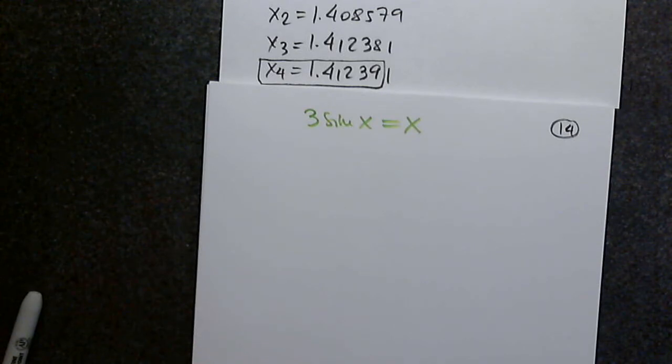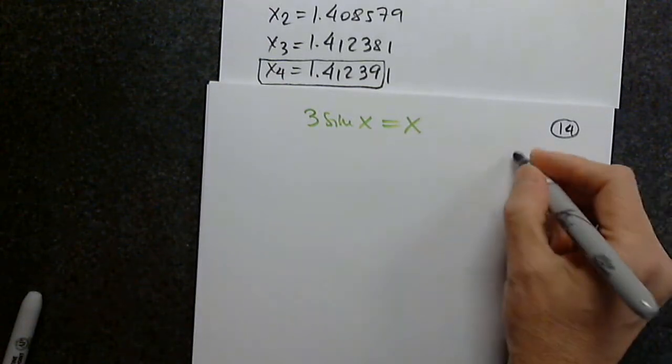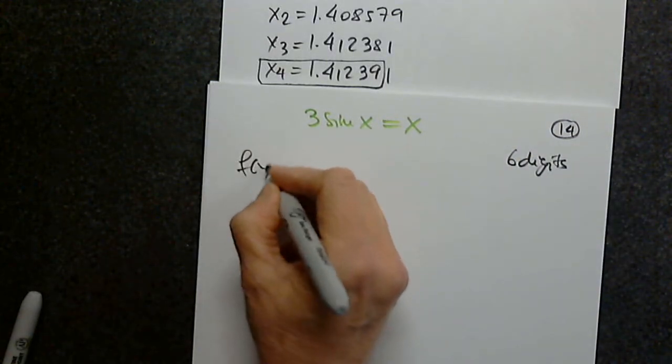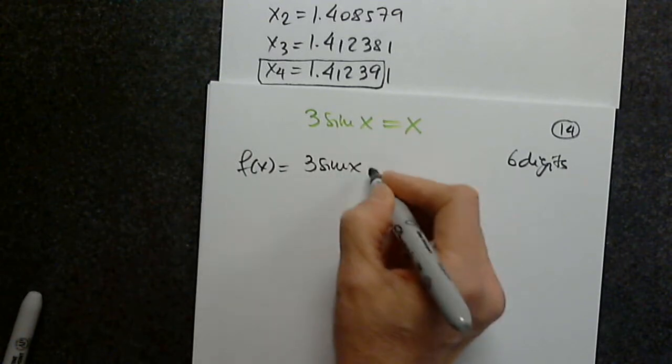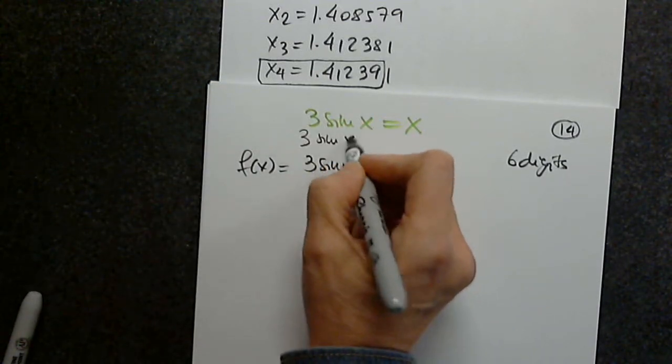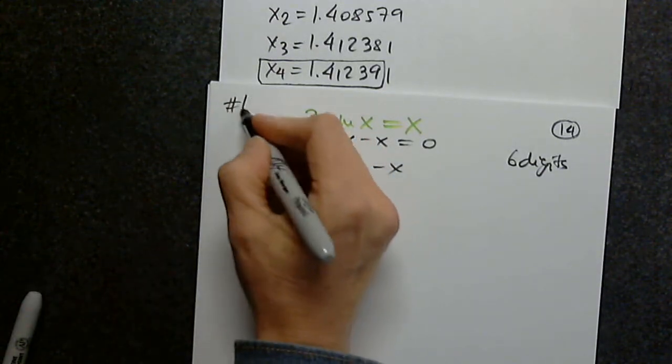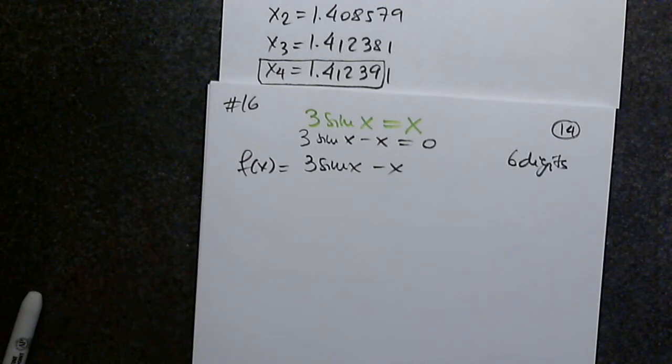Okay. So first step towards finding solutions. First of all, let's decide how many digits. 6 digits. So we look at the function first, which is 3 sine x minus x, because it's 3 sine x minus x equals 0. You understand that no one can solve this equation algebraically. Is that clear? I copied it from the book on page 342, problem 16. Somebody made that.